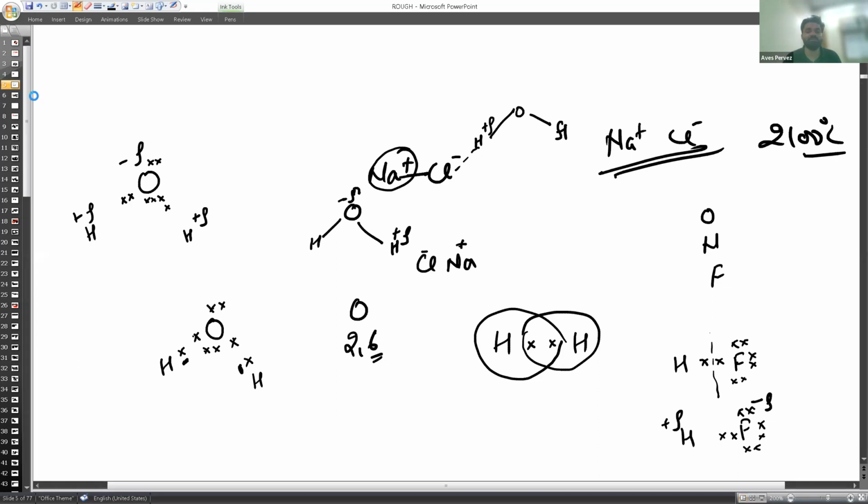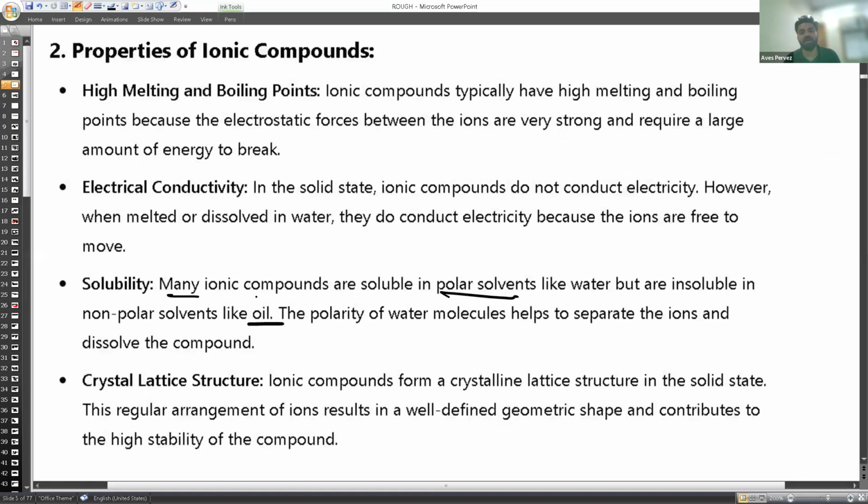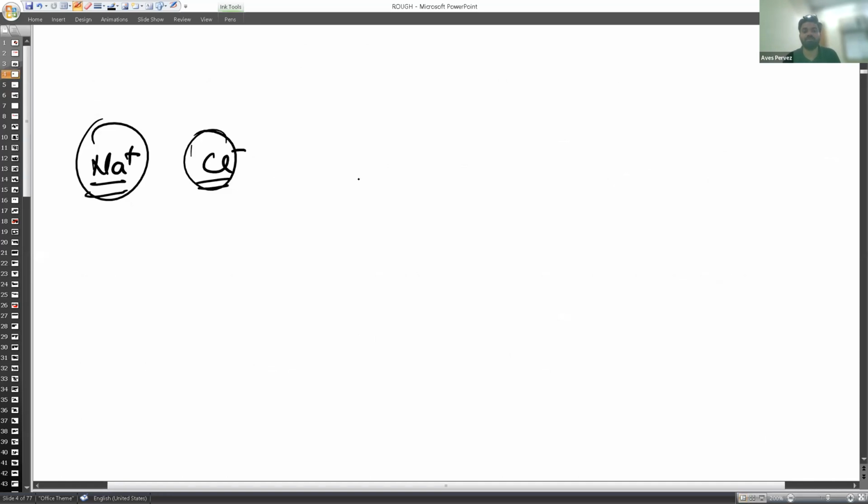The same thing is written here: many ionic compounds are soluble in polar solvents. A compound that has a polarity difference is called a polar compound, unlike a non-polar compound, which has the same power.